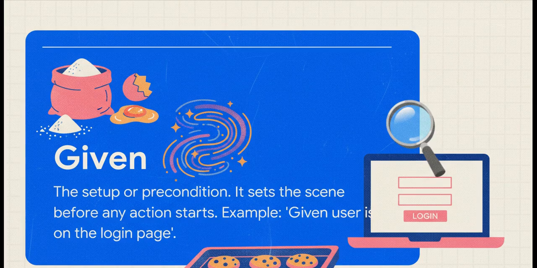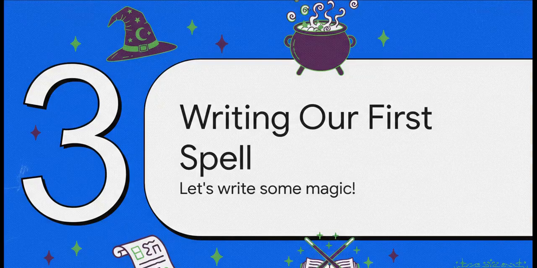Given. Think of given as getting all your potion ingredients ready on the table before you start mixing. It sets the scene. It tells the computer, okay, this is where we're starting. So for our login spell, we'd say, given the user is on the login page. Easy, right? Okay, you've learned the first magic word. Are you ready to put all 3 together and rewrite that clunky old recipe into a real magic spell? I thought so. Let's do it.